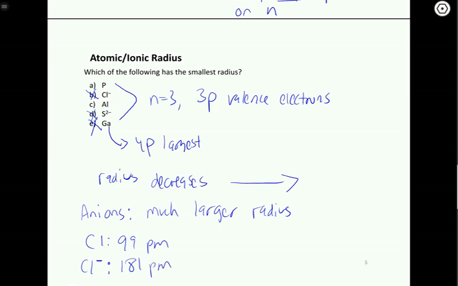So adding electrons to the outer shell has a huge effect on the radius. In this case, it almost doubles it. So when you're comparing a neutral to an anion, the anion is always going to be bigger if they're in the same row of the periodic table. So that's one we want to keep in mind for this one.